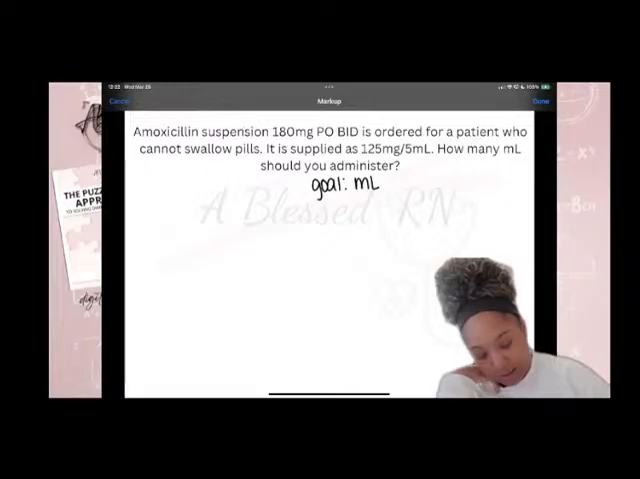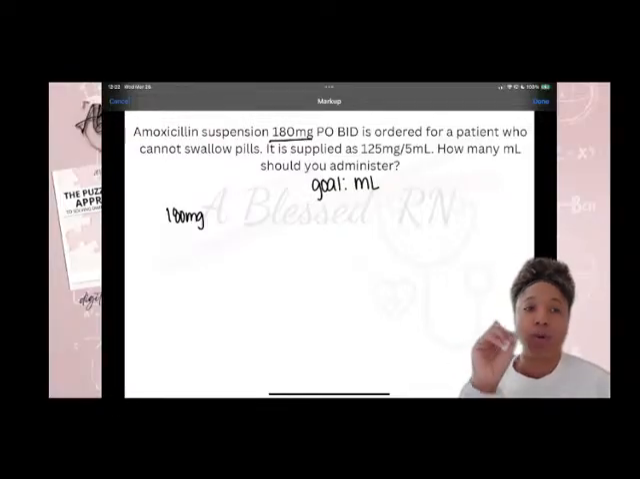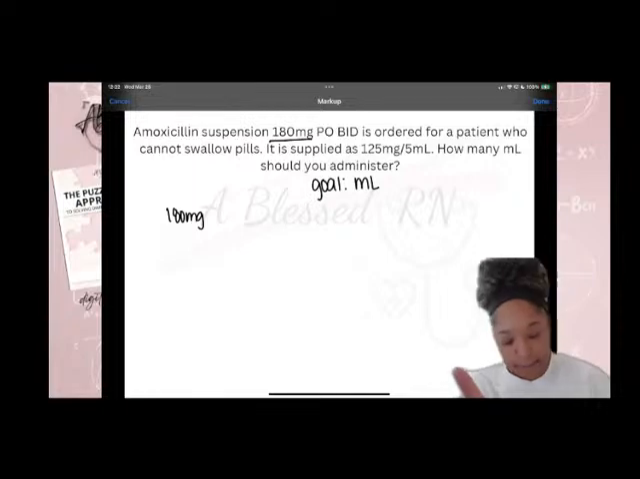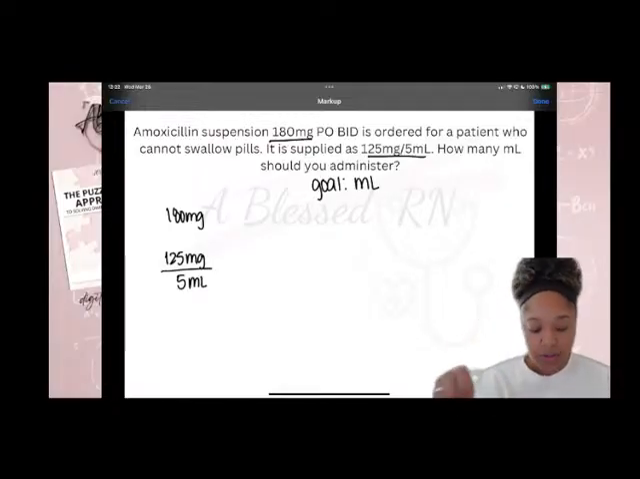All right. So, what's ordered? 180 milligrams. That is one dose. If it doesn't have slash minute, slash day, slash hour behind it, it is one dose. Okay. So then this is the concentration of the medicine. That's how much we need to figure out to give the patient, right? So these are our two puzzle pieces.